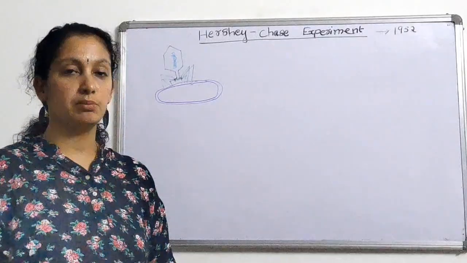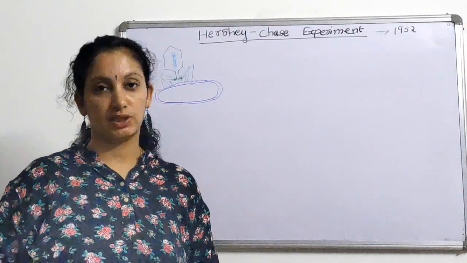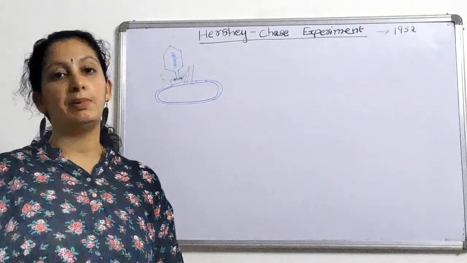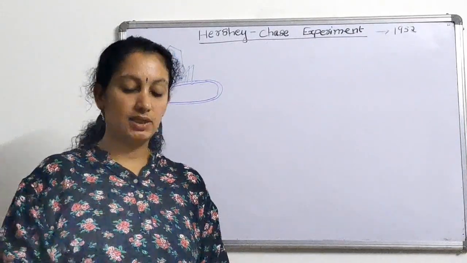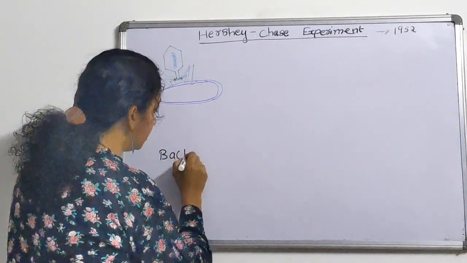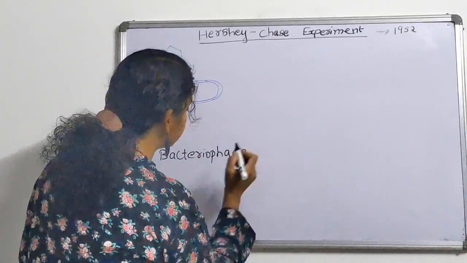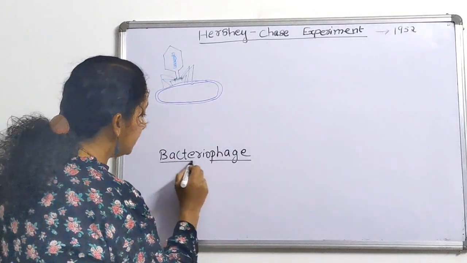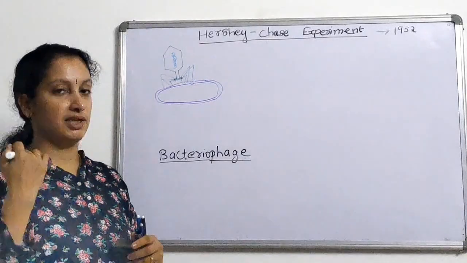Before going to the experiment, you should know the structure of a bacteriophage. What is a bacteriophage? A virus which infects a bacterium is called a bacteriophage. Phage means virus, and bacteriophage means the virus which infects the bacterium.